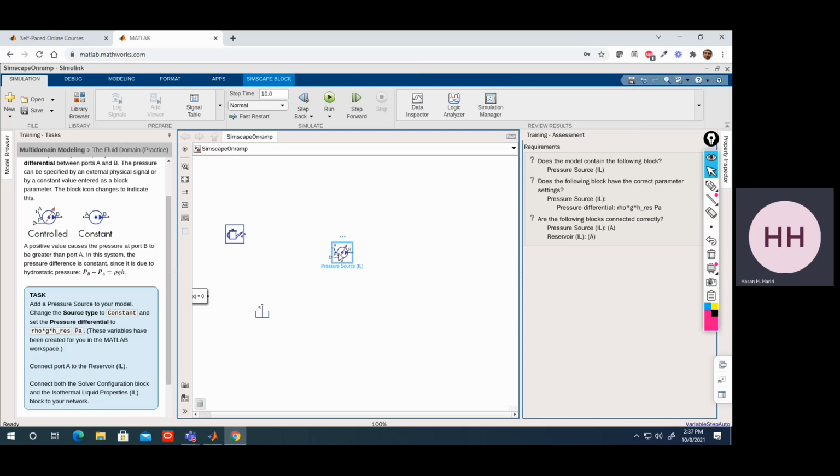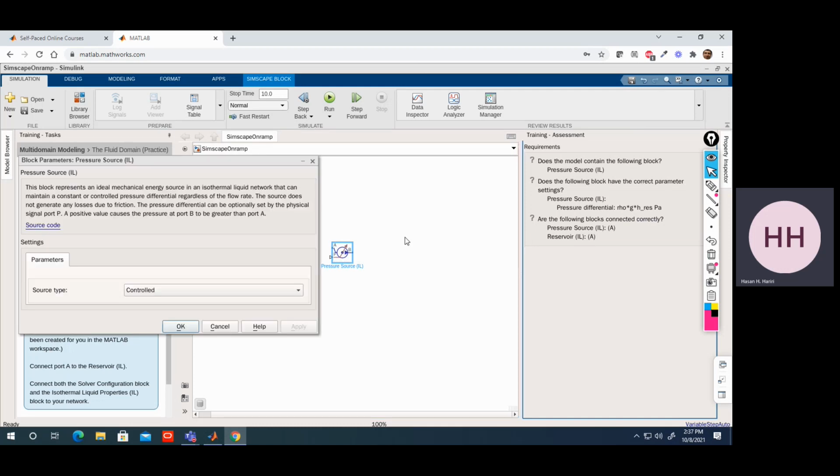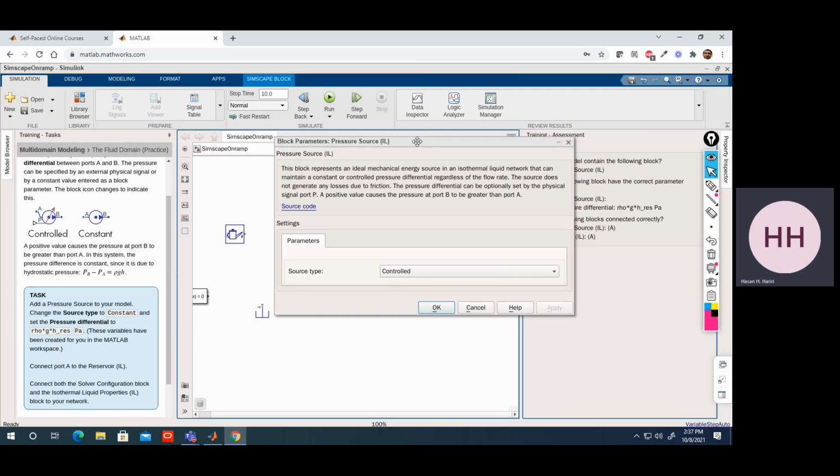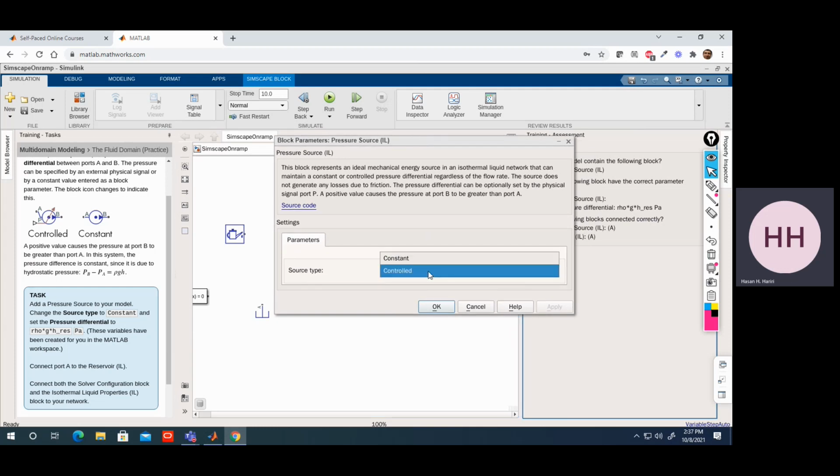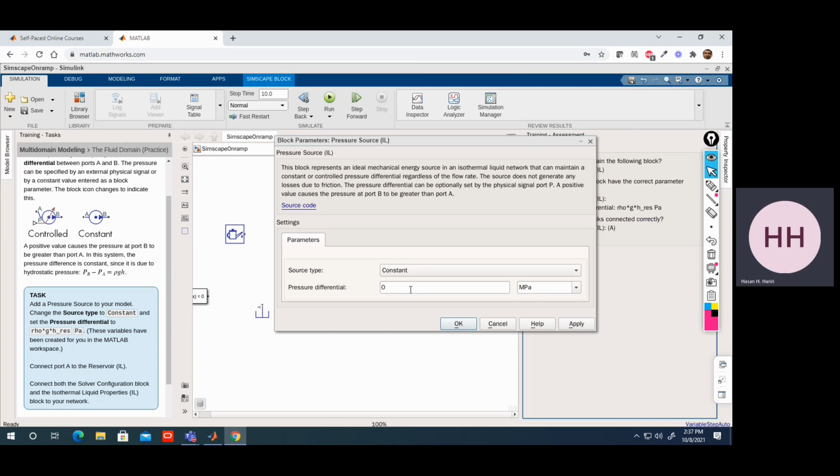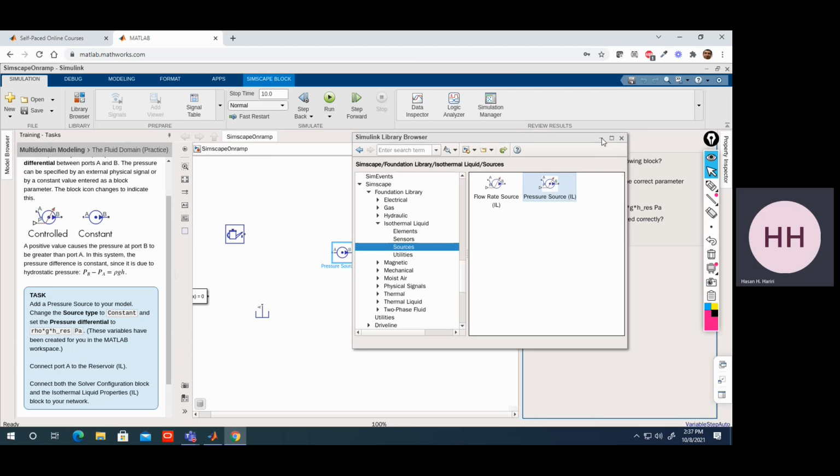So now, if I double click on it, they are saying change the source type to constant, and the pressure differential to rho times G times H, the height of the reservoir, and the unit is Pascal. Those parameters are defined in the workspace, so you don't need to bother yourself with defining them.